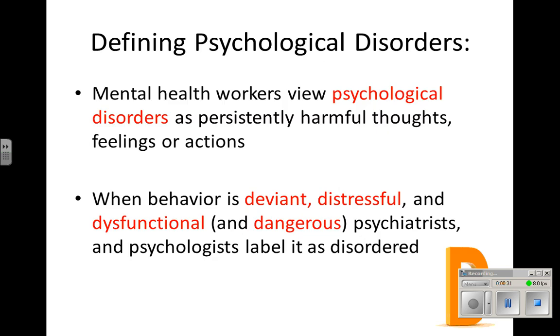So, abnormal psychology. To define a psychological disorder, right? Mental health workers have to see, first of all, is it a persistent, harmful thoughts, feelings, or actions? Then they would call it a psychological disorder. Now, that means a behavior is probably deviant, distressful, dysfunctional, and dangerous. All right, so if it meets those 4 Ds, you're going to have to know those 4 Ds, that's why they're bolded in red, psychiatrists and psychologists are going to label it as a disorder.